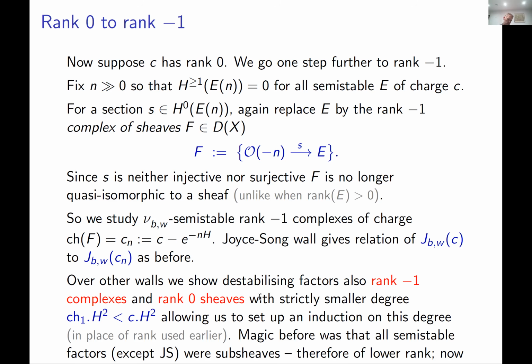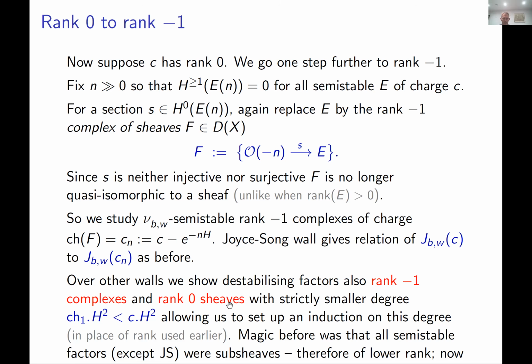Before, the control was whenever you went over another wall, all the pieces had lower rank or lower discriminant. The control this time is that as you go over other walls, all the pieces are actually just of more or less the same form. They're also rank -1 complexes and rank 0 sheaves. So they're more or less F's and E's themselves, but of lower charge. In what sense? It's in the sense of this degree. So this is what replaces the discriminant now.